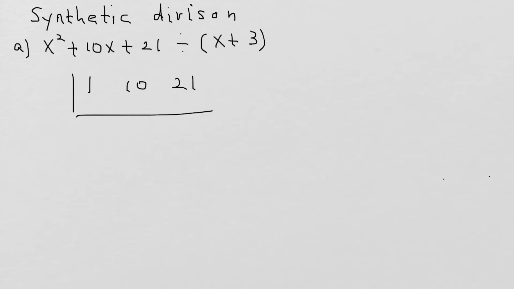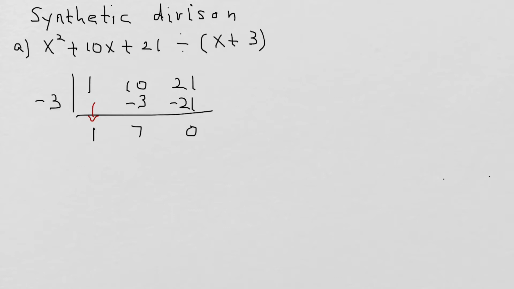So when you have x minus 3, you're going to divide with negative 3. Always bring the first number straight down. You're going to have 1. And these two numbers, negative 3 and 1, you're going to multiply and write under 10. So you get negative 3. These two numbers, 10 and negative 3, you add them. You get 7. You repeat again: negative 3 times 7, write it under 21. That will be negative 21. And again, adding 21 with negative 21, you get 0.